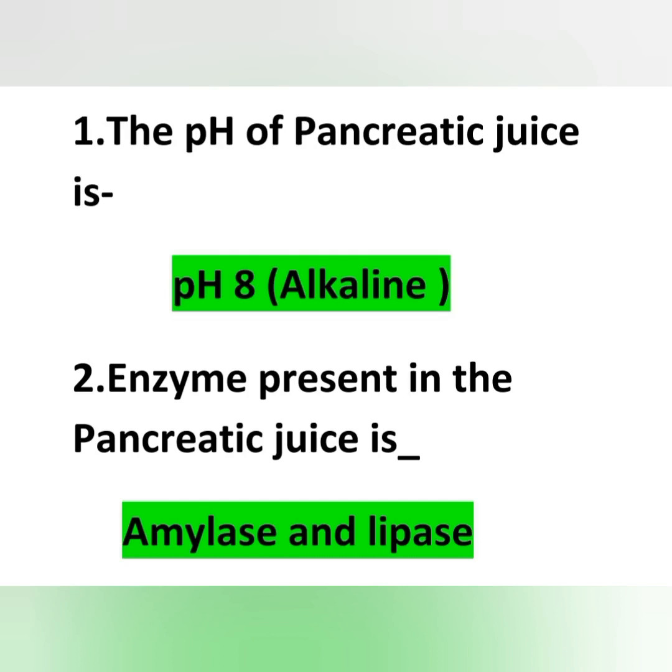Friends, daily we are seeing some important exam based points. Maybe a question can come from this area. And today's important points: the first point is the pH of pancreatic juice is 8 and it is alkaline in nature. And the enzymes present in the pancreatic juice are amylase and lipase.